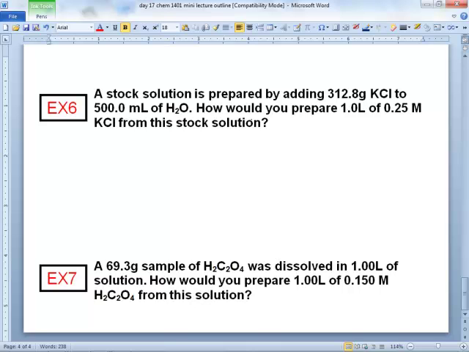How about 6 and 7? How about 6? Let's take a look at 6.